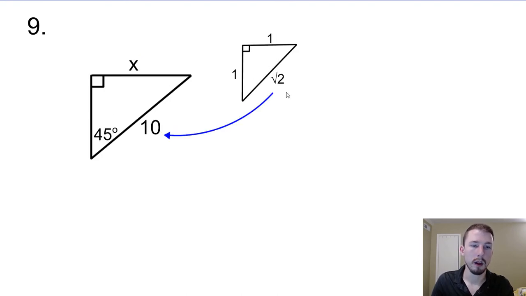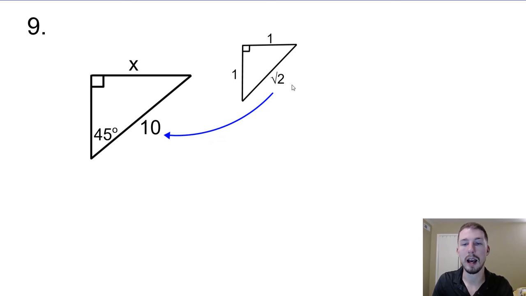Number 9. Again, orient it in the same orientation. We have a hypotenuse of rad 2 and then 1 and 1. The hypotenuse is now regular 10. So it would be easier to go from 1 to 10. I agree, but we're going from a hypotenuse to a hypotenuse, so you have to make sure you line them up first.